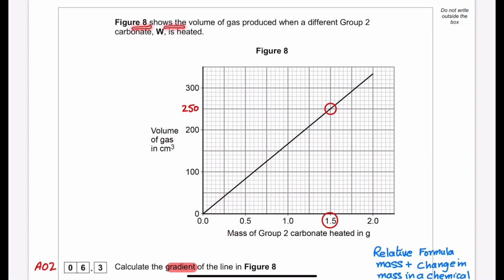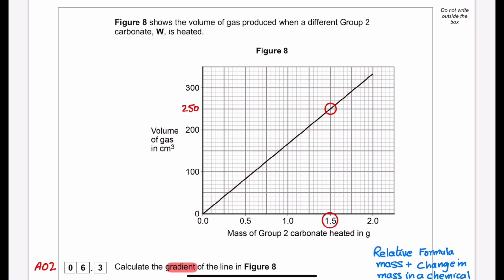Figure number 8 shows the volume of the gas produced when a group 2 carbonate W is heated. The volume of the gas is in cm³ along the y-axis, and the mass of the group 2 metal heated is in grams, along the x-axis. A straight line is drawn between them, passing through the origin.